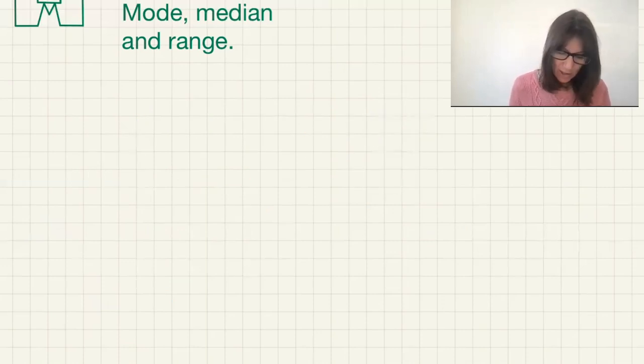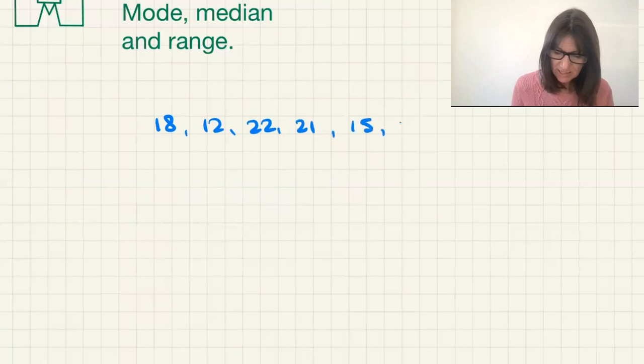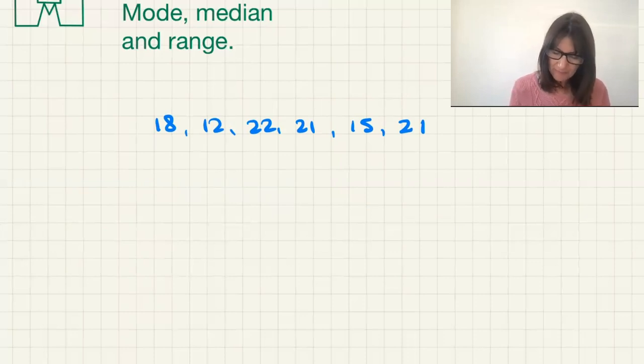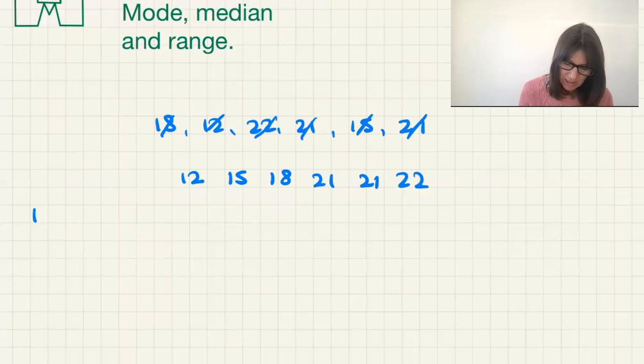All right, so we're going to do 18, 12, 22, 21, 15, and 21. All right, pause and have a go at finding all 3 for me. Okay, I've got 12 and then 15, 18, got 21 coming up twice, and 22. So I've got them in order. Looking down the list, I can see 21 comes up the most, so the mode is 21.